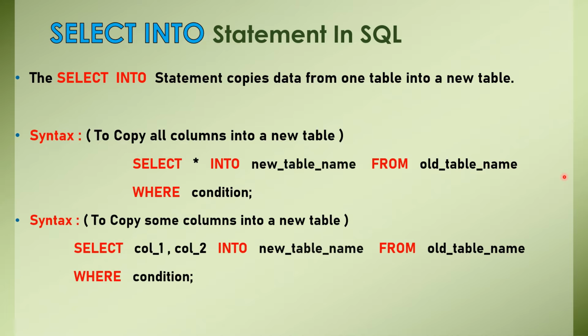The syntax is very simple, that is select column names, suppose column 1 comma column 2, the names of your columns which you want to move into your new table, into this new table name from old table name where condition. So the entire query remains the same, just the difference is there you are using a star symbol because you are copying all the columns data, and here you are providing the column names specifically, like we need to copy only these columns data into this new table. So I hope you got this thing.